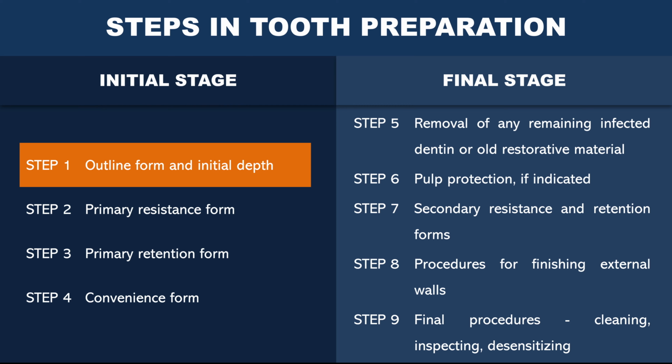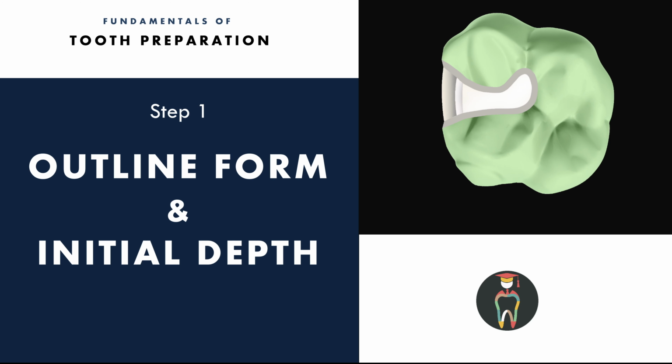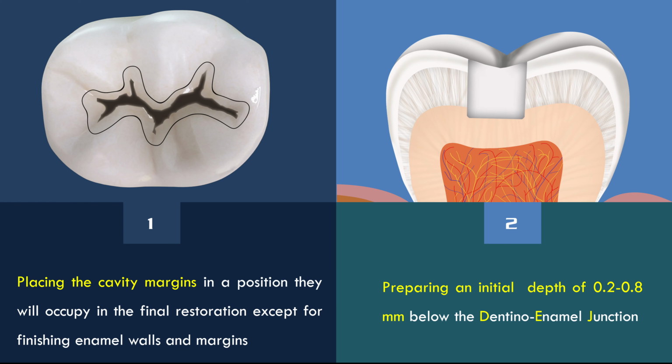The first step in the initial stage of tooth preparation is outline form and initial depth. There are two important features to consider while understanding outline form and initial depth. The first is placing the cavity margins in the position they will occupy in the final restoration, except for finishing enamel walls and margin. That is, we should extend the tooth preparation and place the margins of the restoration in a position which will be occupied by the final restoration. So this is the first feature.